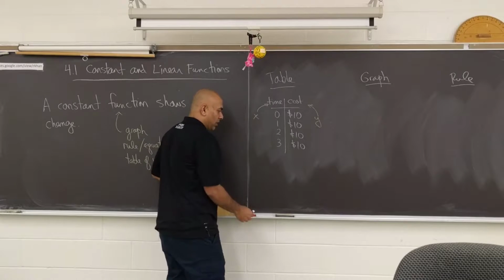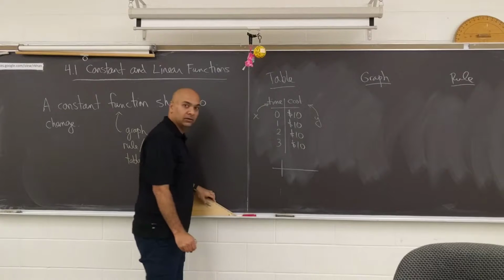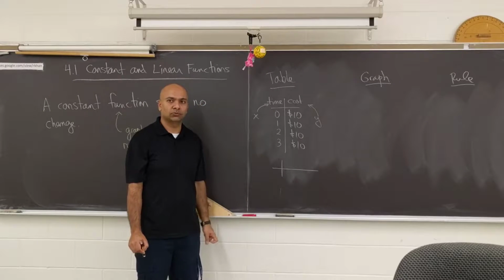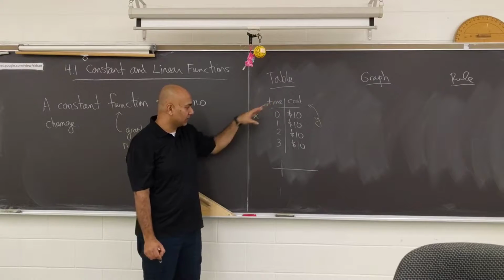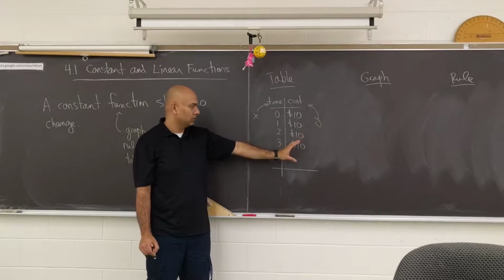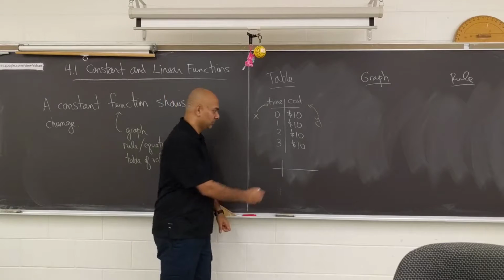In case you see a table of values written horizontally, going side to side, take a guess as to which one would be your x and which one would be your y. If I take this table of values and change it so it's going this way to save some space, which one would be your x and which one would be your y? X on the bottom. No, x on the top. X on the top. What?